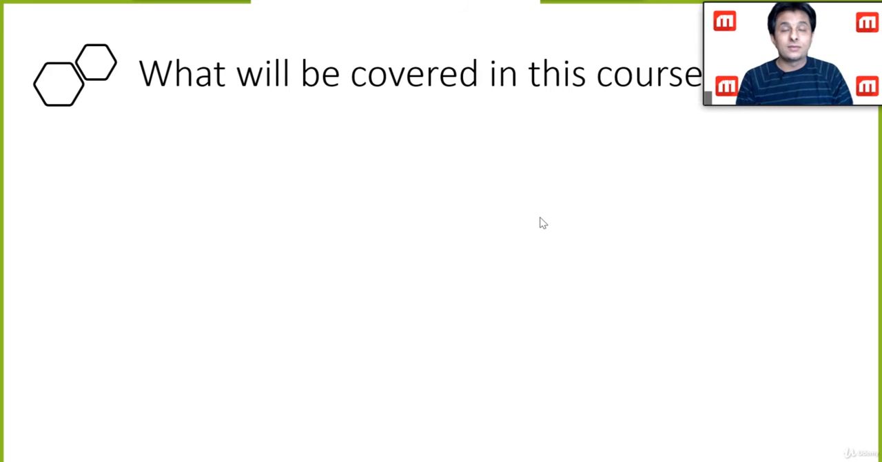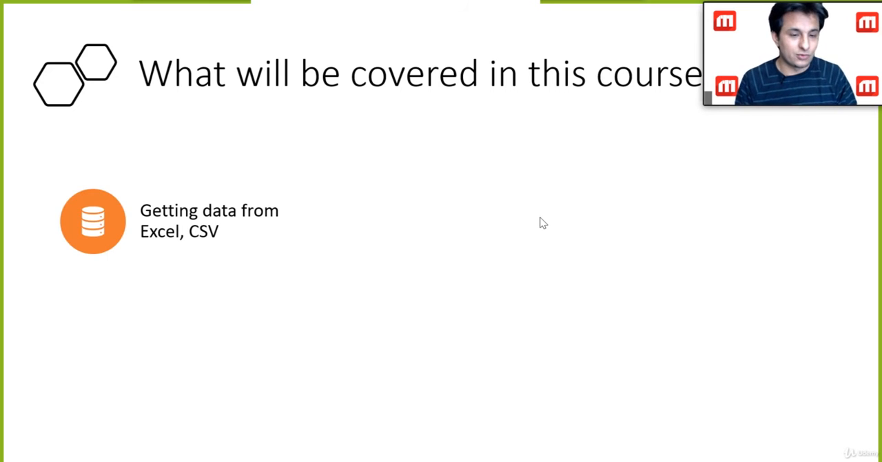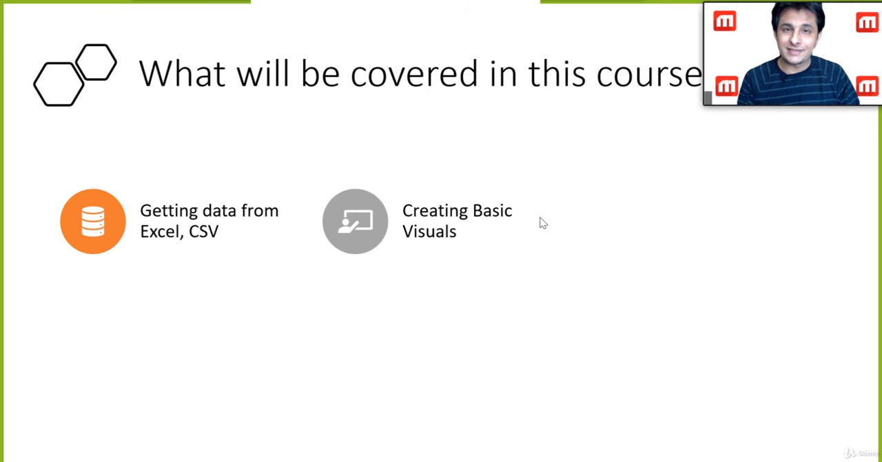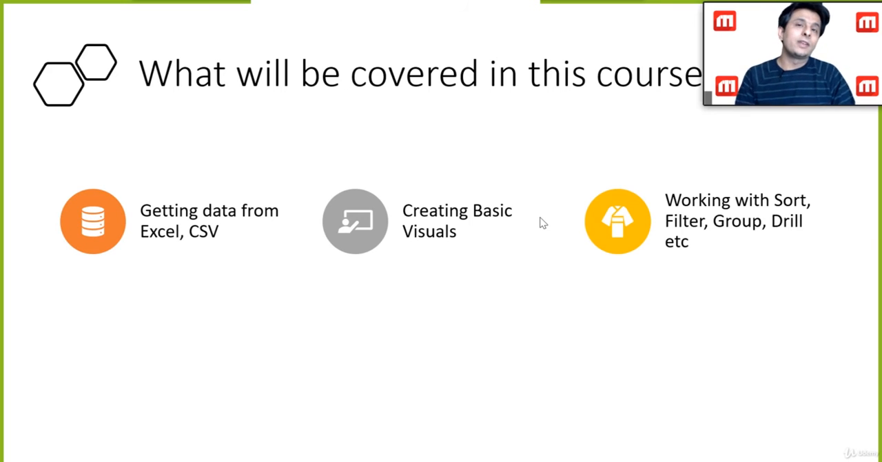Now coming to the point, MicroStrategy is very vast. I definitely cannot cover all the topics, but I've tried my best to cover a few options in MicroStrategy Desktop, and those are noted down here. There are some upcoming courses in future on advanced and other tools of MicroStrategy, but let us see what topics would be covered in this course. We'll see how to get data from Excel and CSV files. We'll work on creating some basic visuals or basic charts. Then we'll work on sort, filter, group, drill and many more small miscellaneous topics.